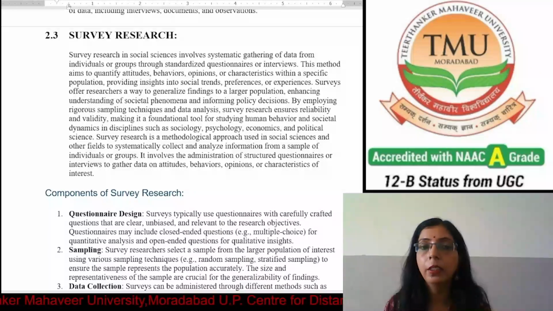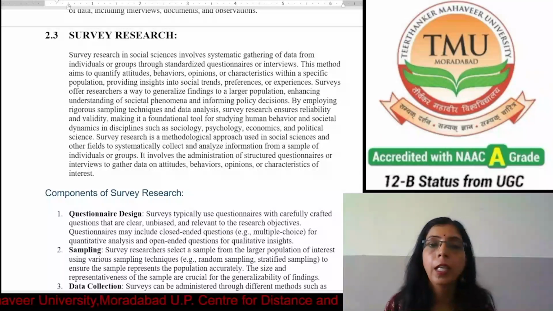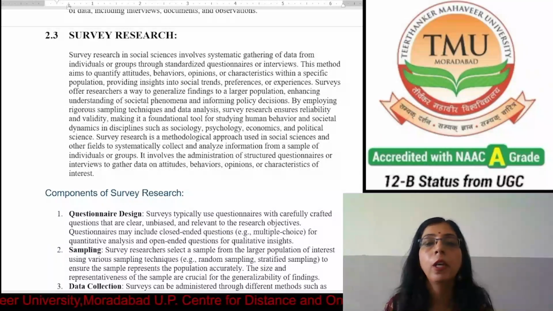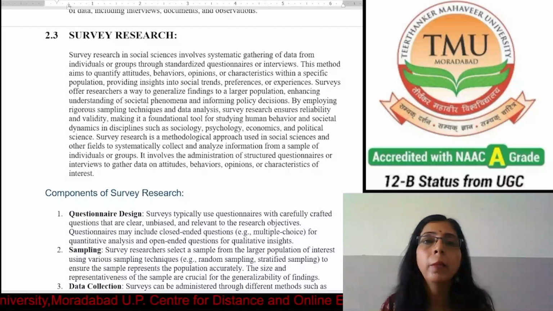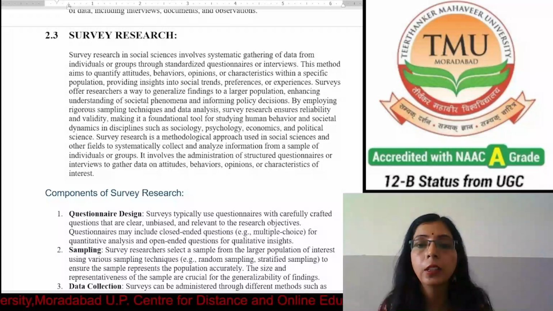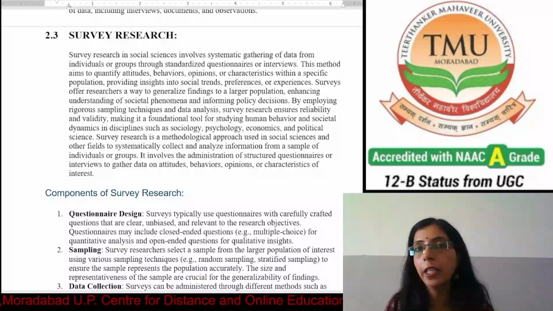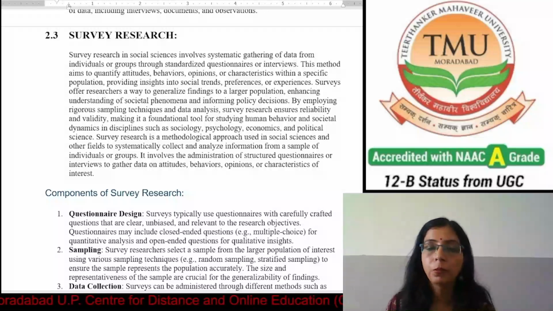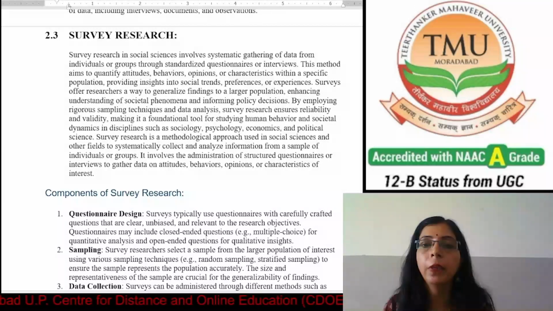But this method has some limitations as well. Respondents may not recall answers to questions accurately, or they may not understand questions which seem simple to the researcher, because it is their own understanding of what they are interpreting. So it is a problem.